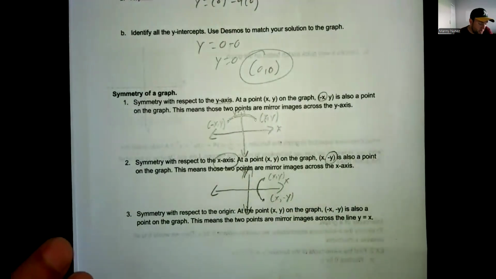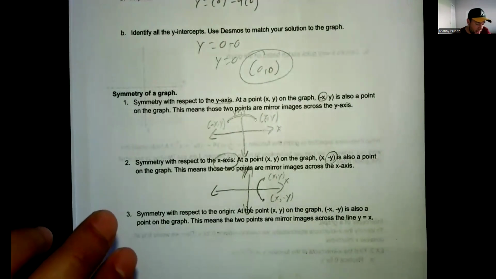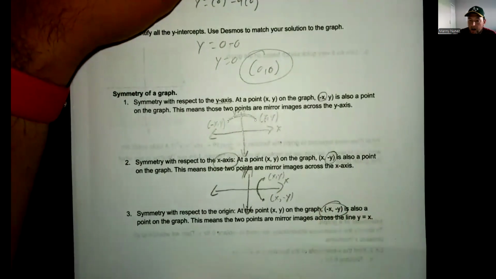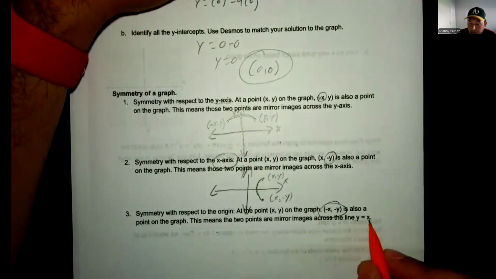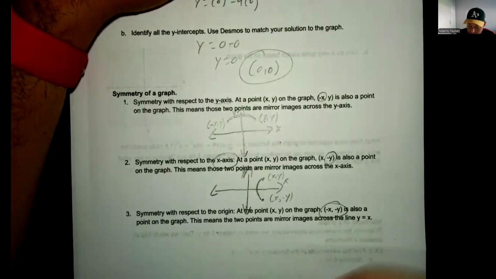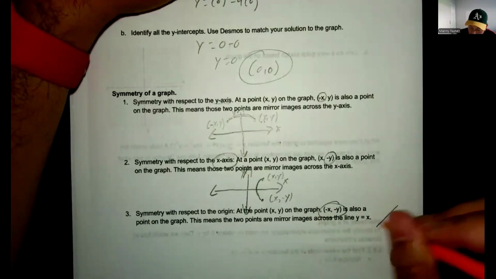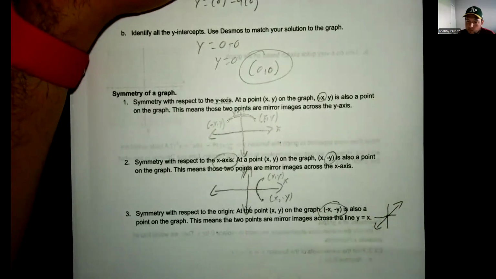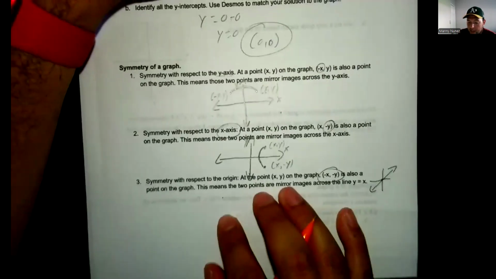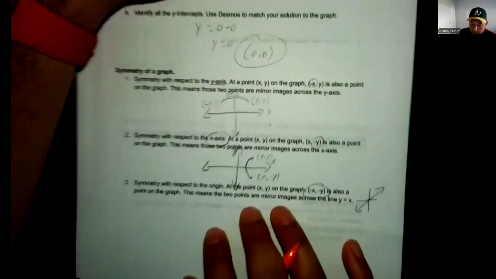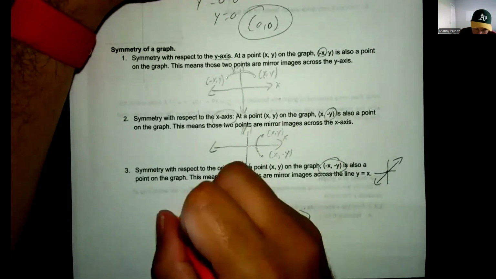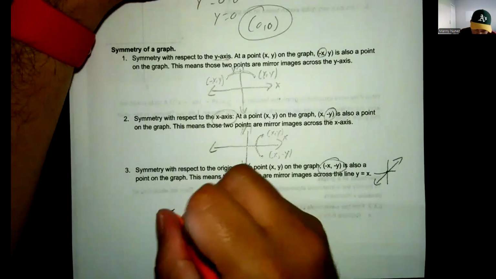If I'm dealing with symmetry with respect to the origin, okay, this one's going to be a kicker here. Notice how now both become its opposite, right? Because I'm reflecting across the line y is equal to x, right? The line y equals x is just a straight line that crosses through the origin right here. I'm not going to draw it per se, but if I were to draw a much bigger graph to give you a better visualization, right?